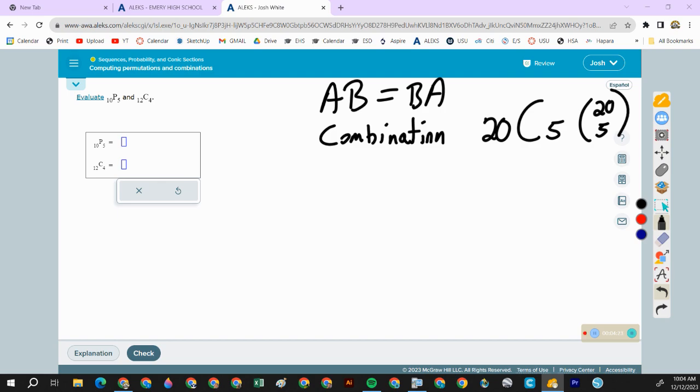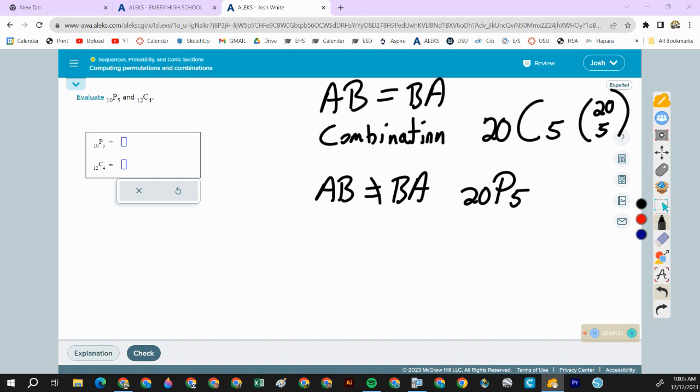What if I had a bag of 20 letters and I was making a 5-letter word by pulling a letter out, setting it down, pulling a letter out, setting it down, pulling another letter out, setting it down? In that case, is the word AB equal to the word BA? No, those are two different words, right? And this is called a permutation. And I can figure that out by doing 20P5, but I never actually use that.